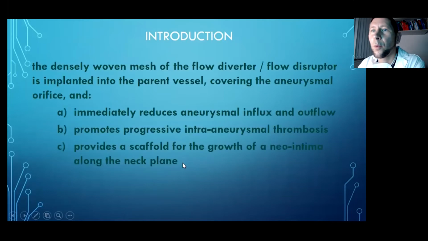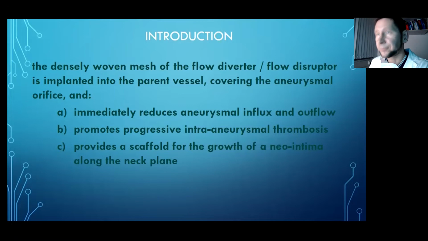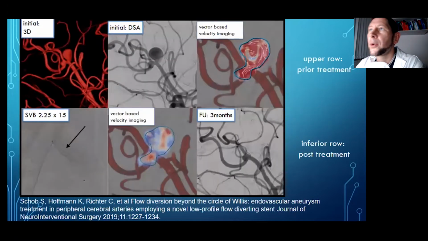So the densely woven mesh of the flow diverter or flow disruptor is implanted into the parent vessel and covers the aneurysmal orifice. Immediately after implantation, aneurysmal influx and outflow are reduced significantly. This promotes progressive intra-aneurysmal thrombosis and provides a scaffold for the growth of a new intima along the neck plane or the parent artery aneurysm interface. So here you can see the mode of action of flow diverting technology.